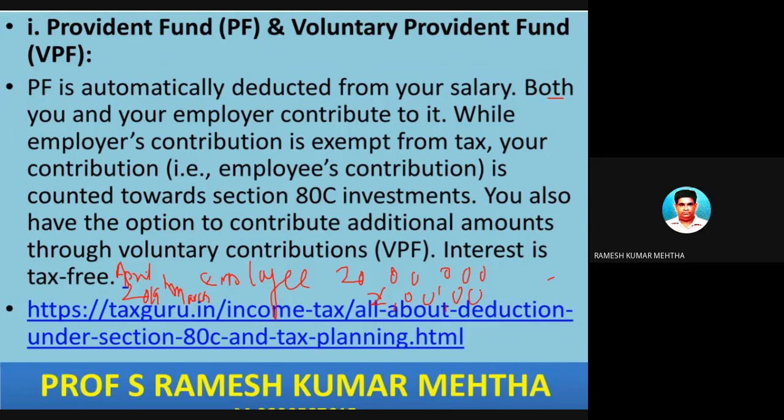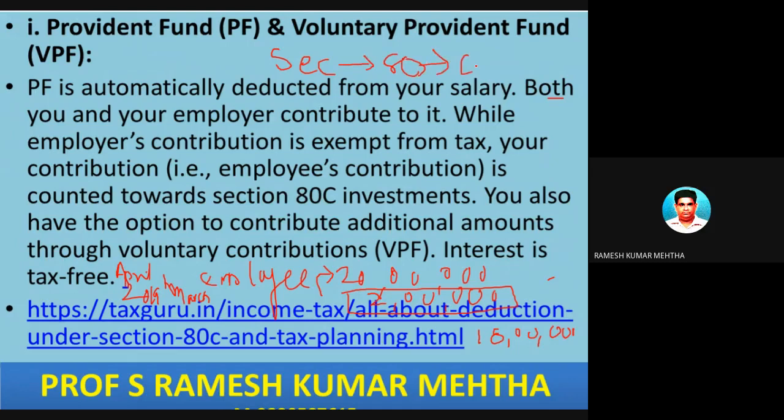So his income is 20 lakh rupees, but under section 80C, this contribution towards provident fund gets deducted from 20 lakh rupees, and he has to pay tax on 18 lakh rupees. However, one needs to keep in mind that under section 80C, the maximum amount of deduction is 1.5 lakh rupees.